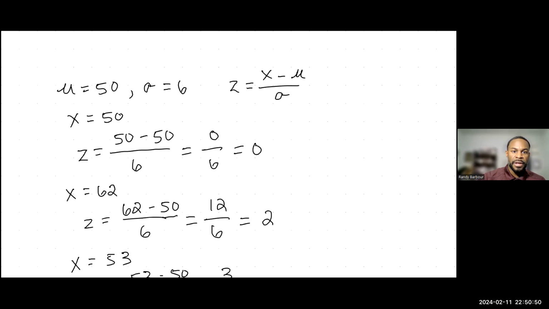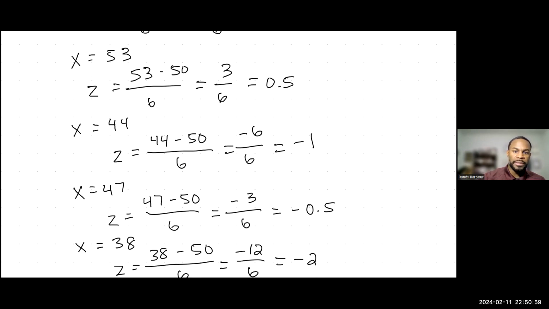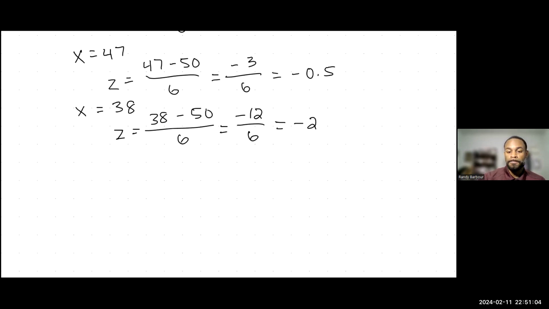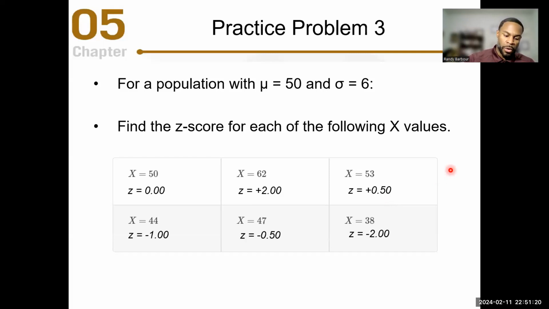First one, you should have 0. Second one, 2. Third one should be 0.5. Your fourth one should be negative 1. The other should be negative 0.5. And the last one should be a negative 2. All right. Let me stop sharing. Go back to my slides. Okay. And so there are your examples there. Okay. 0, 2, 0.5, negative 1, negative 0.5, negative 2. All right.